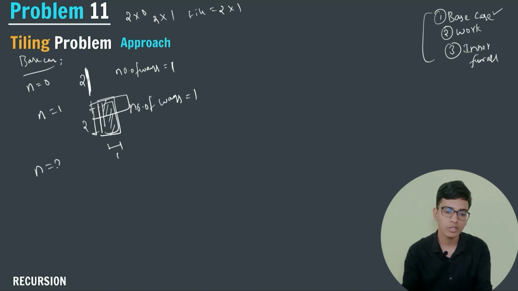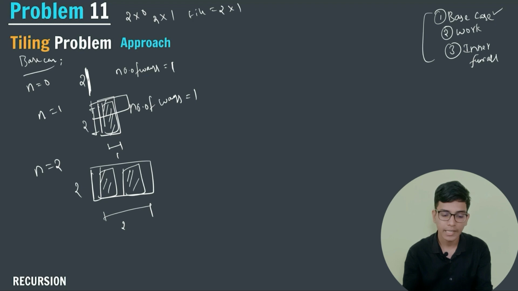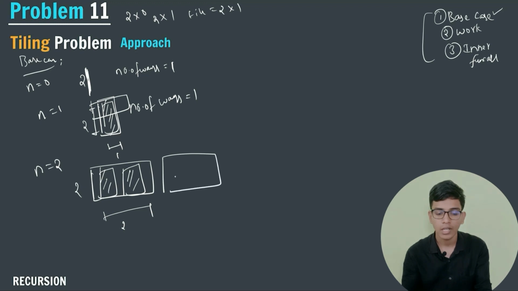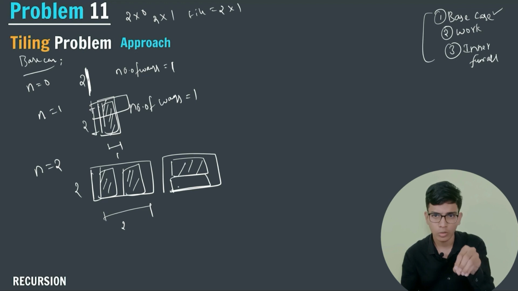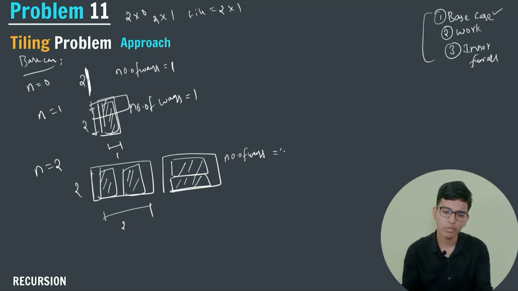After it, for n is equal to 2, the area will become 2 cross 2. In this, I can place 2 tiles vertically. This is my first tile and this is my second tile. So I can place both tiles vertically, such that it will cover all the area. The second case can be that I place 2 tiles horizontally, and it will cover the overall area of my floor. But I can't place 3 tiles or 4 tiles because it will go out of my floor. So when n is equal to 2, number of ways will become 2.